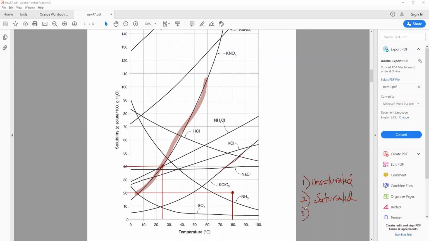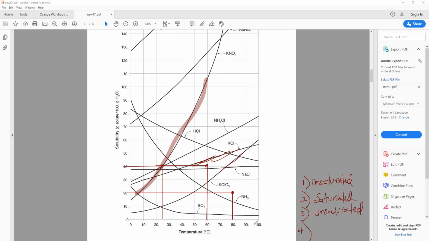Let's go to choice 3. 60 degrees Celsius and 40 grams. 60 and 40, it's right over here. In relation to what graph are we talking about? KCl. Where's KCl? KCl is over here. Whoops, I cannot draw on my eye. Therefore, this one, if it's below, it's unsaturated.